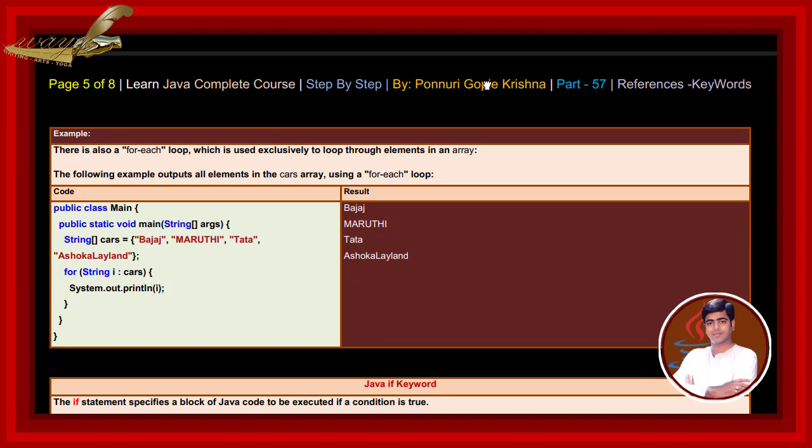See another example, there is also a for each loop, which is used exclusively to loop through elements in an array. The following example outputs all elements in the cars array using a for each loop. See, if we write and execute this code, the result output printed is this: buses, Maruti, Tata, Ashok Leyland.